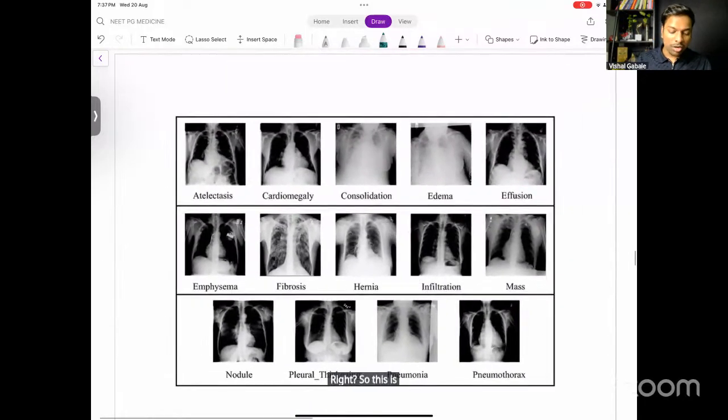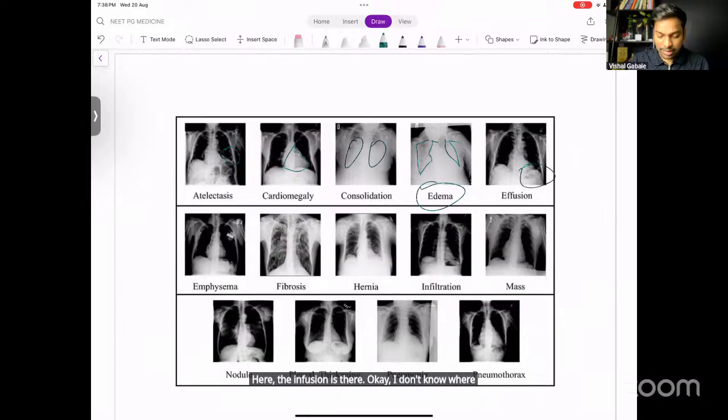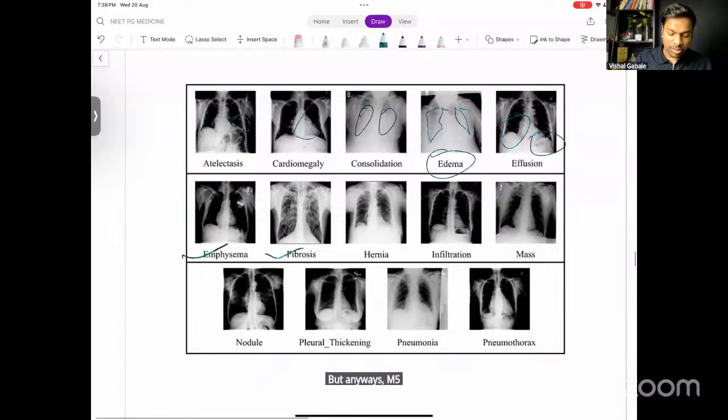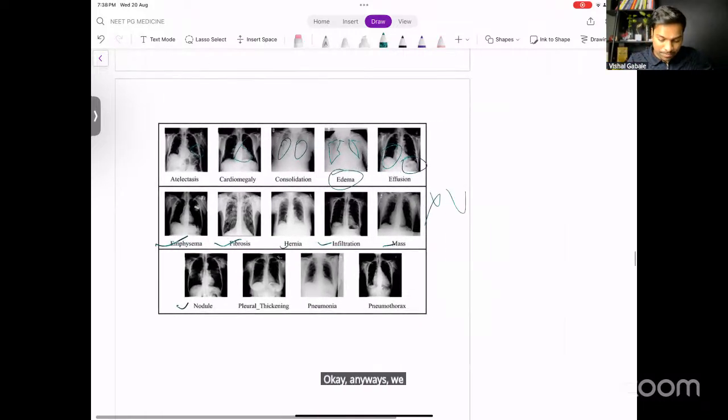So this is in general the revision of all the chest X-rays we saw till now. First is atelectasis, then cardiomegaly, then consolidation, then pulmonary edema. This type of batwing edema is there in this patient. Here the effusion is there. I don't know where the effusion is or whether these X-rays are a little problematic. Anyway, emphysema, fibrosis, this is hernia, infiltration, mass, then nodule. I'm not seeing any finding related to that, so we can skip this slide.